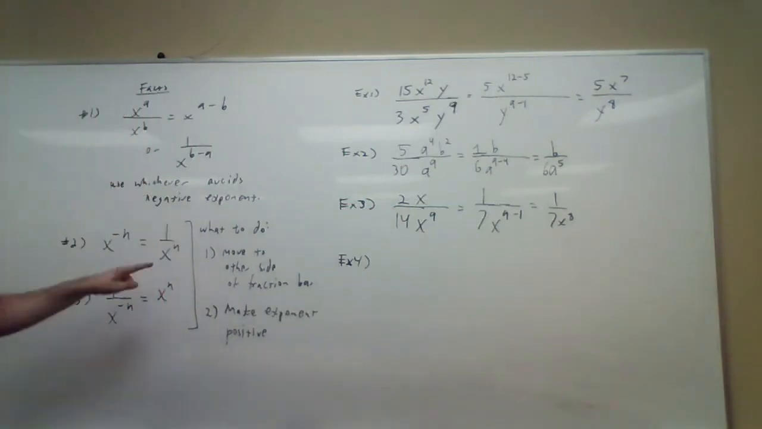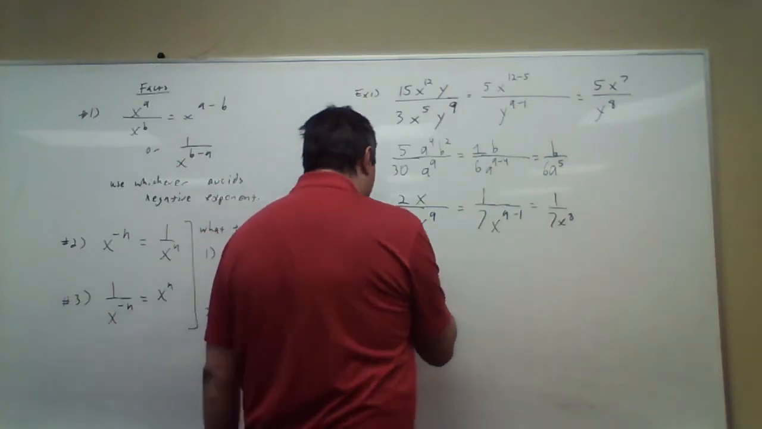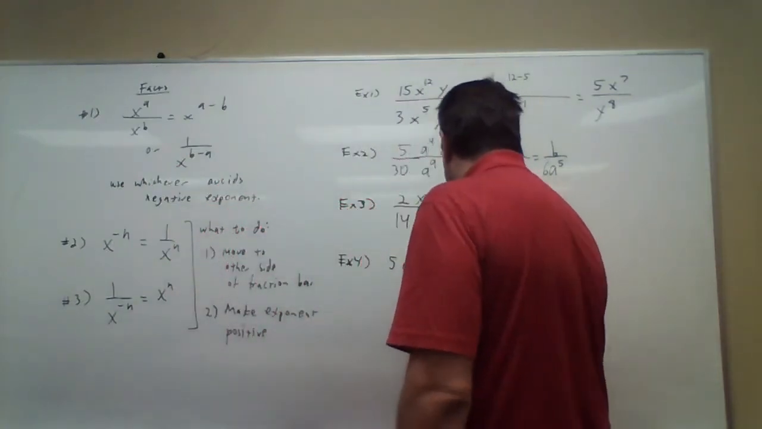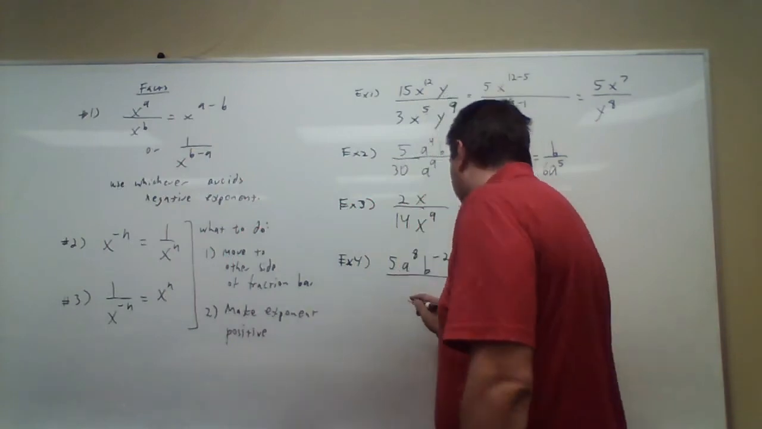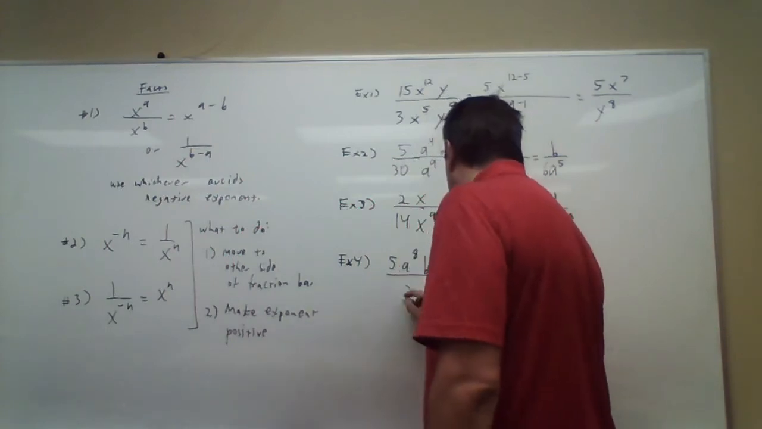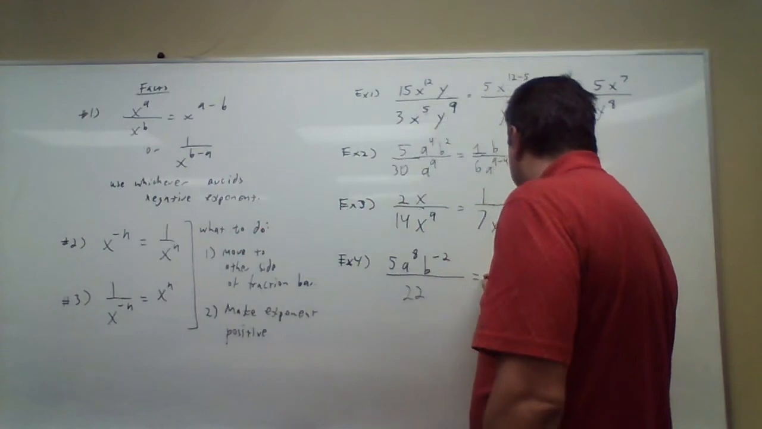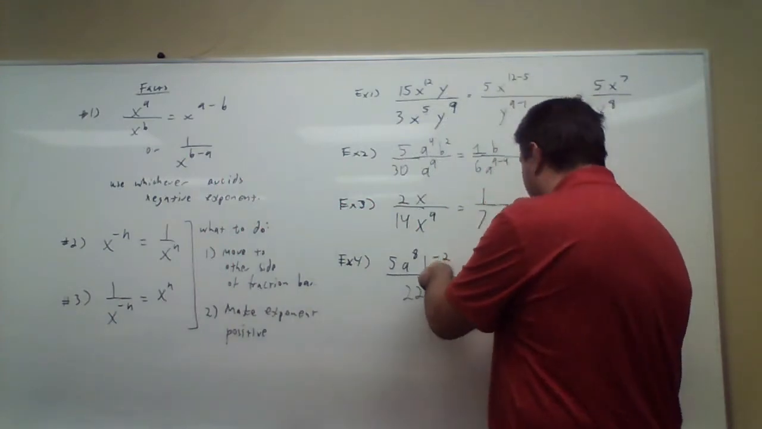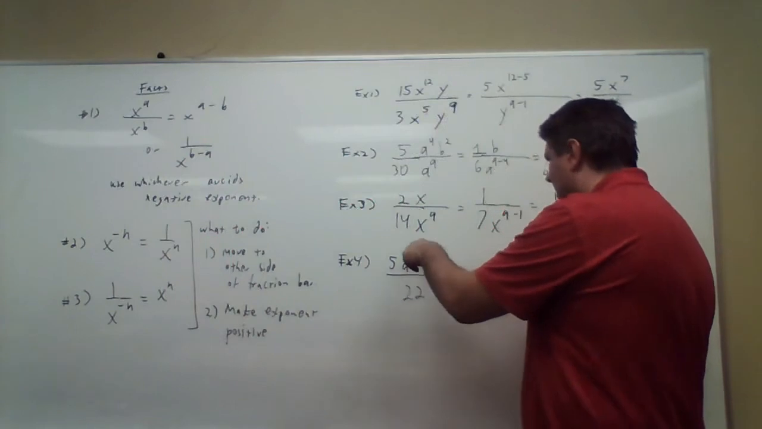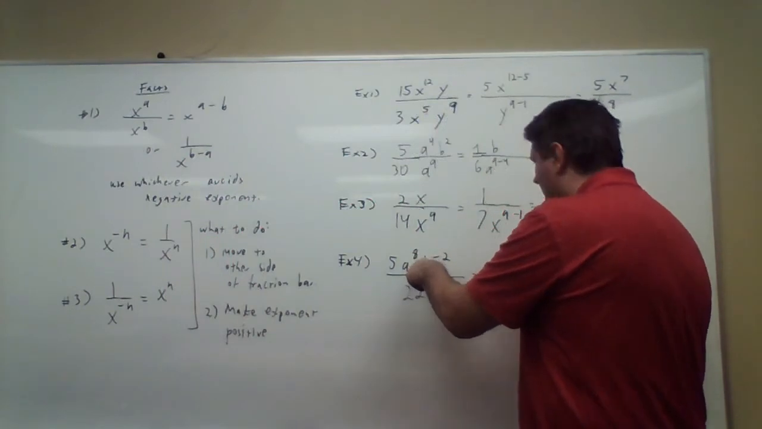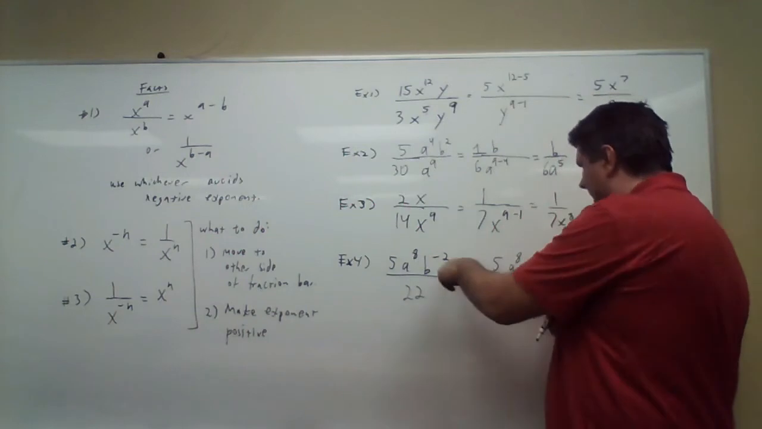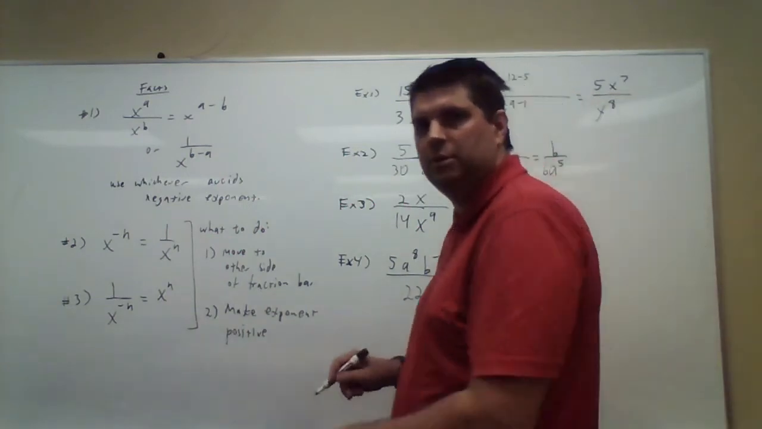Okay, let's talk about maybe a rule like this. Let's say I have 5a to the 8th, b to the -2nd, over 22. What's going to happen is this will be left alone since these two don't need anything. A to the 8th isn't going anywhere. But b to the -2nd is actually going to go to the other side of the fraction bar, and the exponent will now become positive.